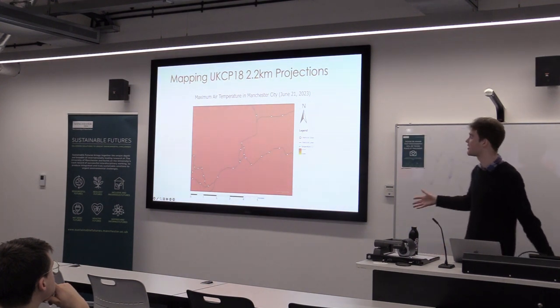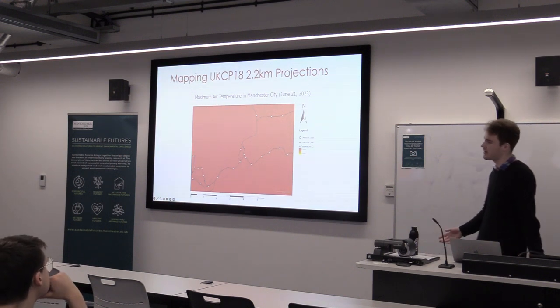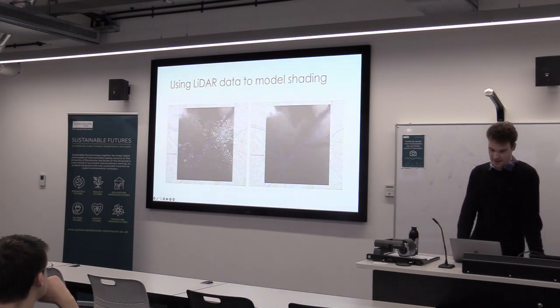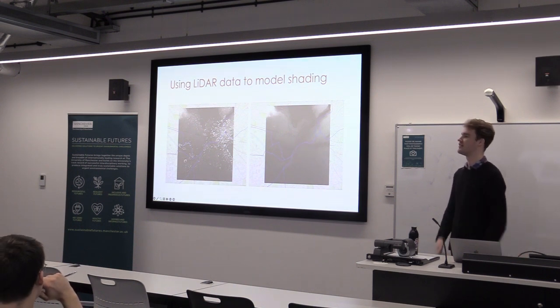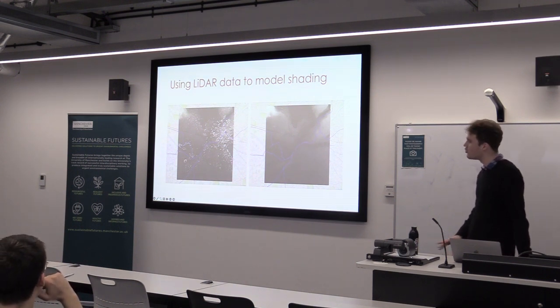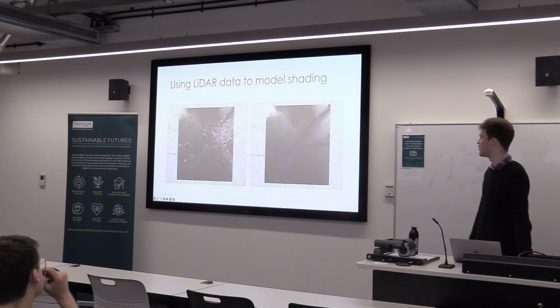I realize I should have probably made that a little larger. So in addition to these climate projections, what I'm using to understand heat stress is an analysis of shading. Now this starts with gathering that aforementioned LIDAR data from the Environment Agency's LIDAR program. They have a whole host of different outputs on this. What you see on the left is a 1 meter resolution digital surface model, and on the right a 1 meter resolution digital terrain model.